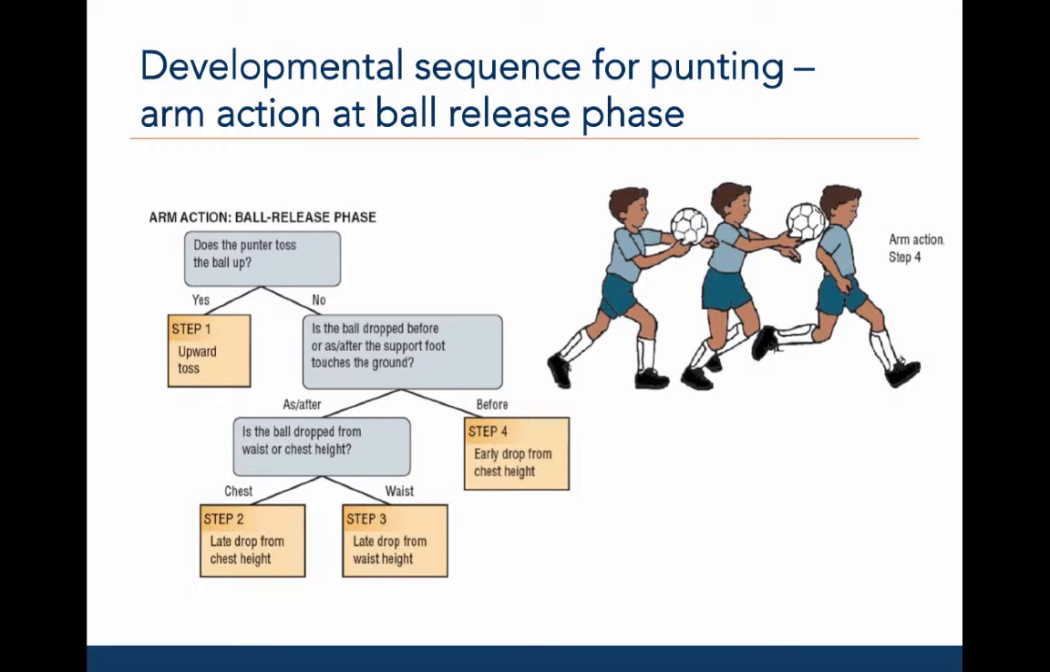In step 3, the ball is dropped from waist height, which reduces the time to contact, but again the timing of the drop is late or after the support foot has touched the ground. In step 4, the ball is dropped from chest height and is early, meaning that the ball is dropped before the support foot has touched the ground. This results in a greater ball velocity at the point of contact because the ball moves a greater distance from the release point. This is illustrated in the figure to the right.